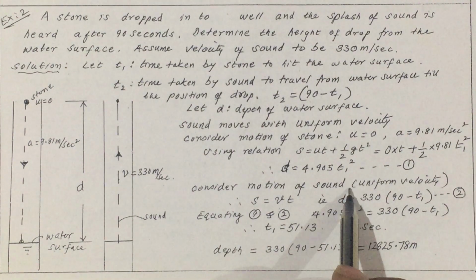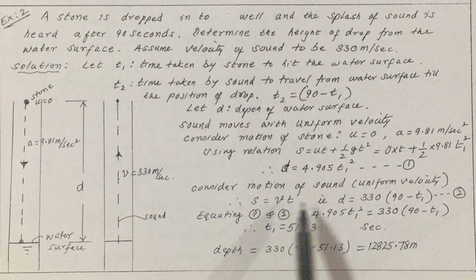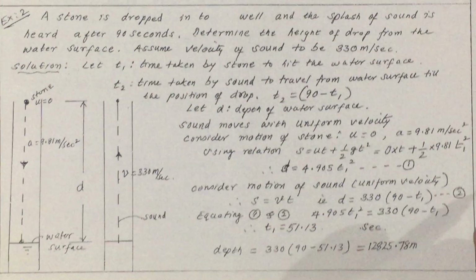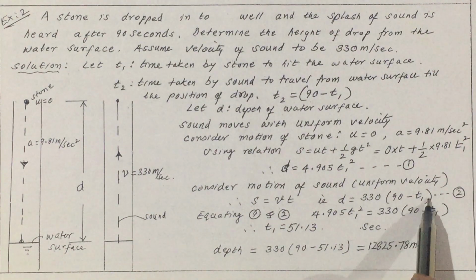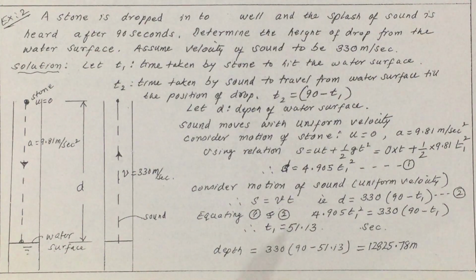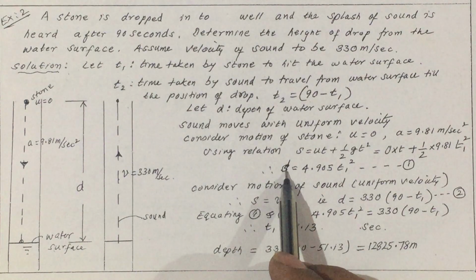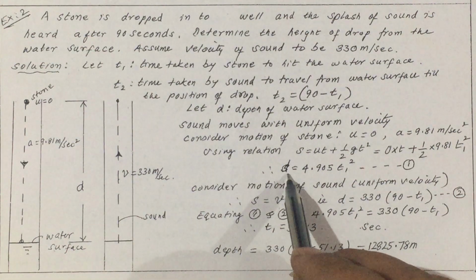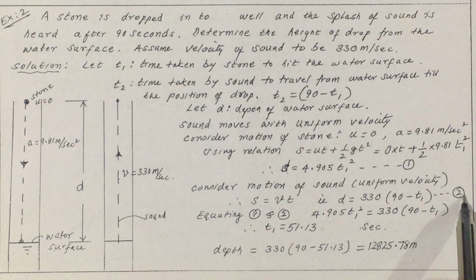Then consider the motion of the sound, uniform velocity. Therefore, S is equal to V into T, that is we have got D is equal to 330 into 90 minus T1. So here S is nothing but distance travelled. I am taking that one as D instead of S. So we got two equations.